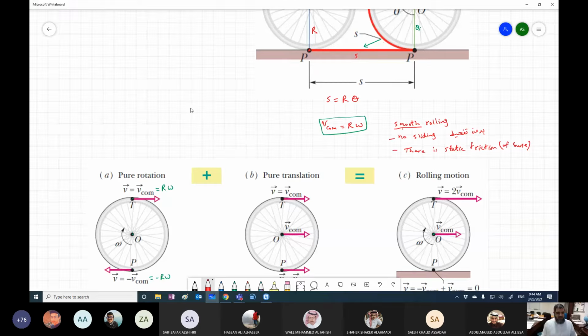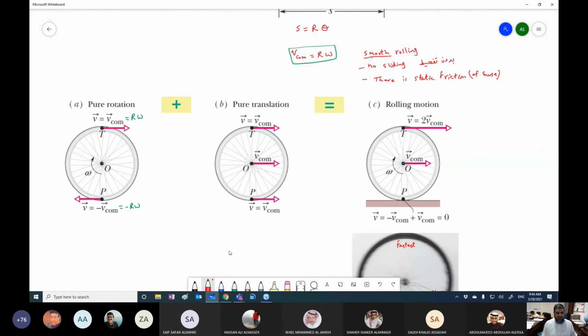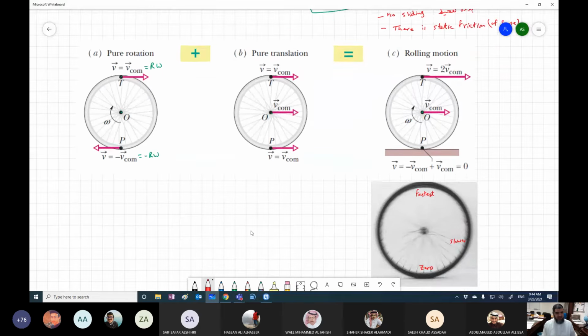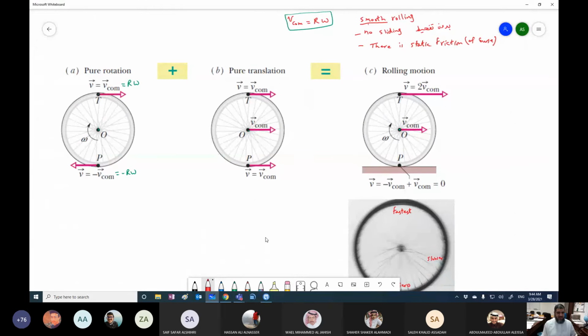طيب. In order to study the rolling، ركزوا معي في الفيجر اللي جاي ده. Rolling we can think of it as the following.